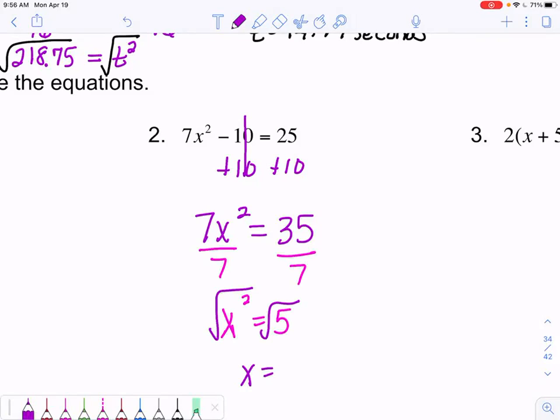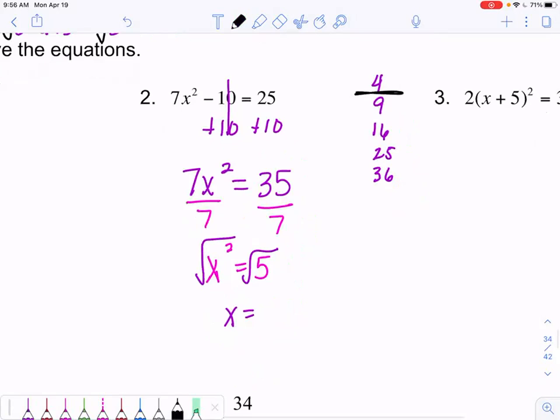So when we're looking at those numbers, we have 4, 9, 16, 25, 36. 5 is right above 4. Is there a perfect square that goes into 5? No, it's just the square root of 5. Only 1 times 5 makes 5. So your answer is going to be x equals the square root of 5.